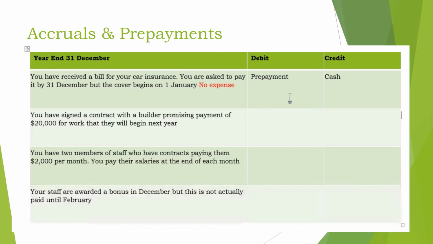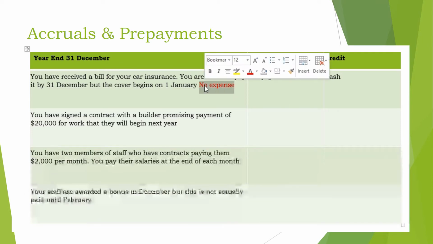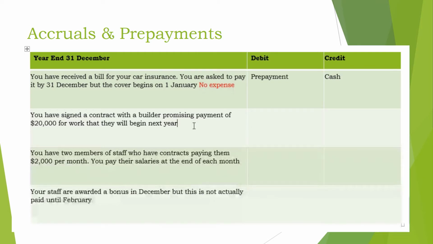What we saw with the last entry on the last slide was that there was nothing happening at all. Right, you have signed a contract with the builder promising payment of $20,000 for work that will begin next year. This time it's the same as on the last slide, you have no work and you have no cash. So therefore, I will just copy this and we will put you down here. There's no expense. There's also no need to make any entry here because there's no movement of cash here.